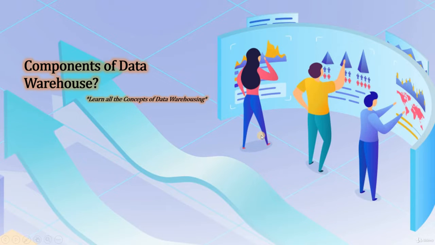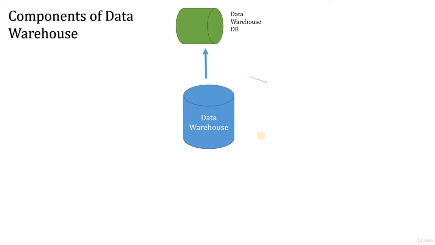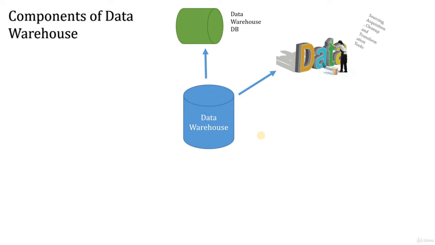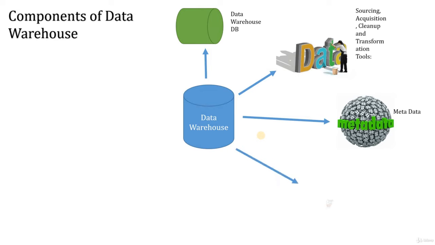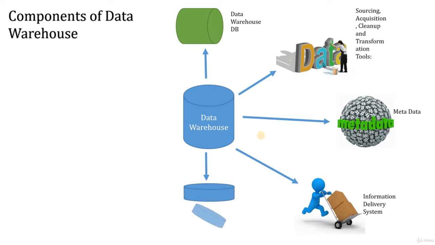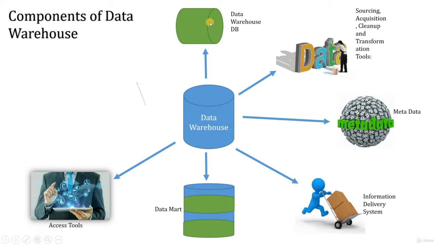When we are learning about data warehouse, it's important to learn about different components of the data warehouse as well. There are basically 7 different types of components of the data warehouse. Those components are very much essential in order to have the data warehouse system be successful. All right, what are those 7 components? First one is data warehouse database.